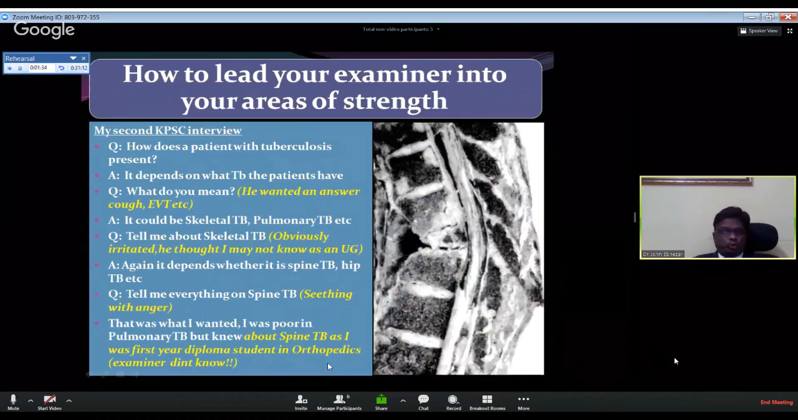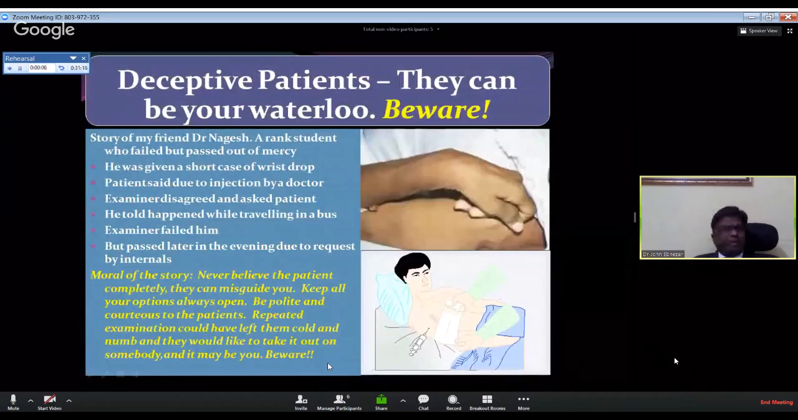Then there are some difficult patients in the exam. They can be your Waterloo, so beware of them. I have a friend, Nagesh, who failed but passed later because of the mercy of the exam. He was given a short case of trauma. The patient said it was due to an injection for fever by a doctor, and that's how he presented it. The examiner disagreed and asked the patient the mechanism of the injury. The patient changed his version. He said, sir, I was traveling in a bus, holding the rails. The bus suddenly applied brakes, I jerked forward, and then I got the injury. The examiner promptly paid my friend's lunch.